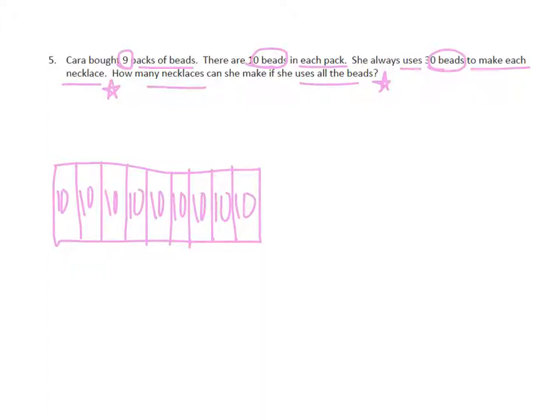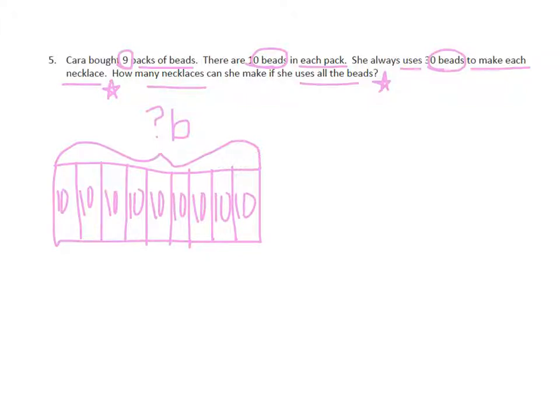Then it says that she always uses 30 beads to make each necklace. So how many necklaces can she make if she uses all the beads? Well, I noticed that I'm missing the total amount of beads that she has. So I'm going to label that B for beads. So how would I figure this out if I need to figure out how many beads she has altogether?